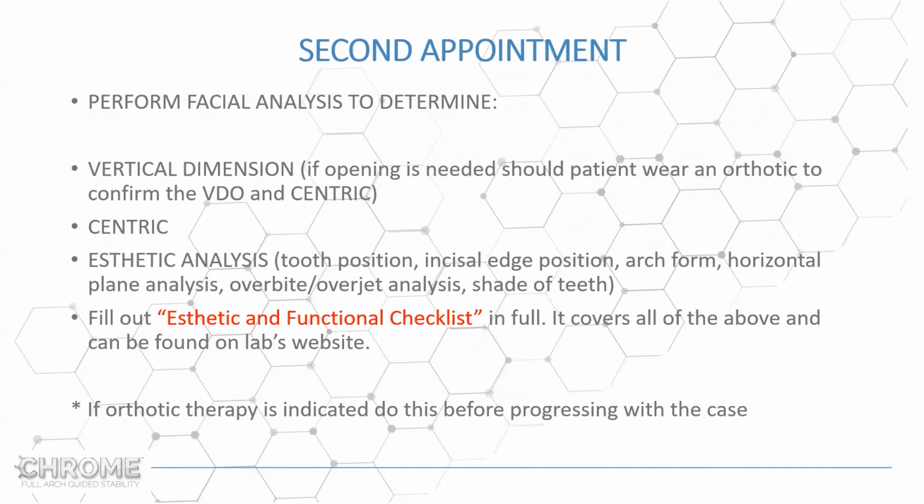The second appointment, which in my opinion is the most important appointment in this whole process for the doctors, is to perform facial analysis to determine vertical dimension. If the bite needs opening more than 3 millimeters, then we suggest the patient have an orthotic to wear to confirm the VDO and centric. The doctor has to provide us with centric, an aesthetic analysis, and fill out what we've developed as an aesthetic and functional checklist. This checklist will cover all the above questions of the first 3 bullet points. It's on the lab's website, and it can be found easily.